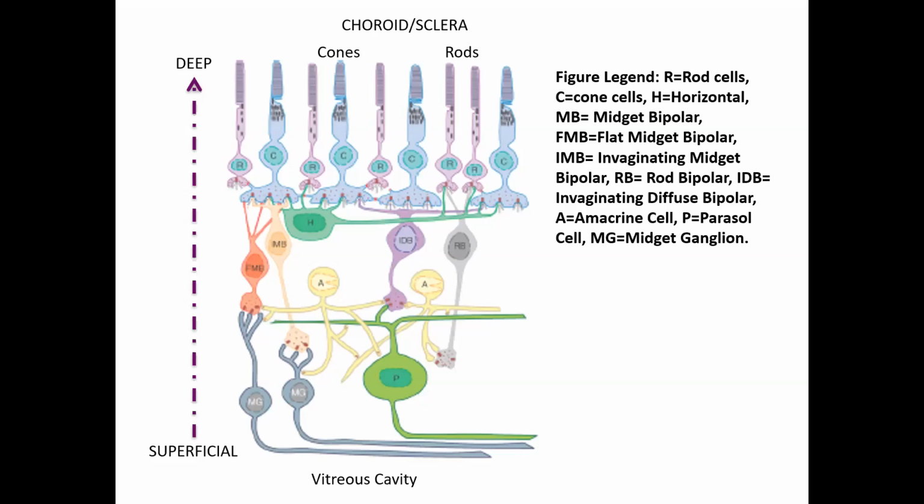These rods and cones will link onto the bipolar cells, which include the horizontals and the midget bipolar cells. And there are different types of midget bipolar cells. There is the flat midget and the invaginating midget bipolar cells. We also have the rod bipolar cells and the diffuse bipolar cells. All of these bipolar cells will synapse onto the amacrine, parasol, and midget ganglion cells. These ganglion cells are what's going to form the neurons of the optic nerve.